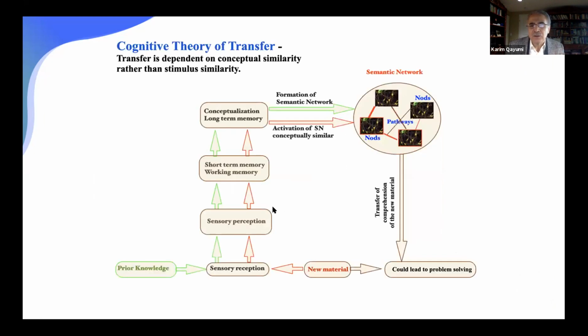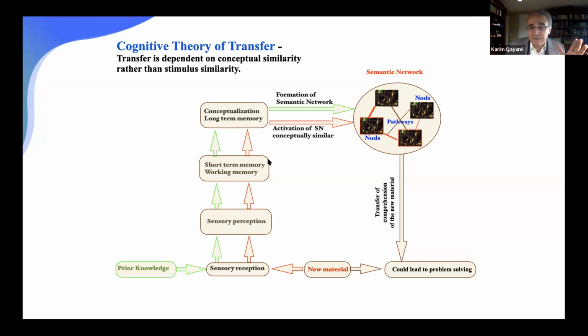There are different types of theory of transfer at this point. There's the theory of identical elements and others, and due to the time constraints, I will not talk about those, but I will talk about the cognitive theory of transfer that relates to this subject. The cognitive theory of transfer dictates that the brain would choose the conceptual similarities, not the exact similarities, for transfer of learning.